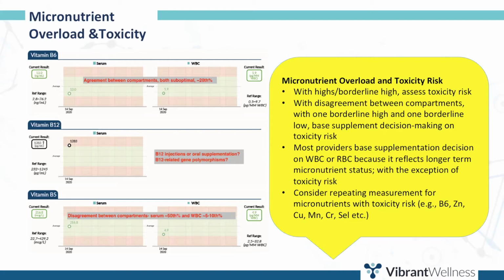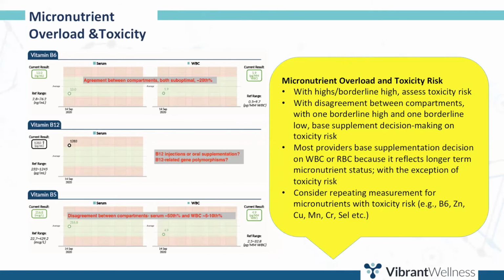We might recommend getting a second measurement, especially if it's a micronutrient that could pose a toxicity risk. So we do often recommend repeating a measurement for micronutrients with toxicity risk. Think about B6 and neuropathy, and many of your metalloid metals: zinc, copper, manganese, chromium, selenium. Again, these have narrower ranges of toxicity. So for something like pantothenic acid, say you had a high serum and a low white blood cell, we go, oh, very little toxicity to pantothenic acid. So you certainly could supplement to raise the level without risk of harm.